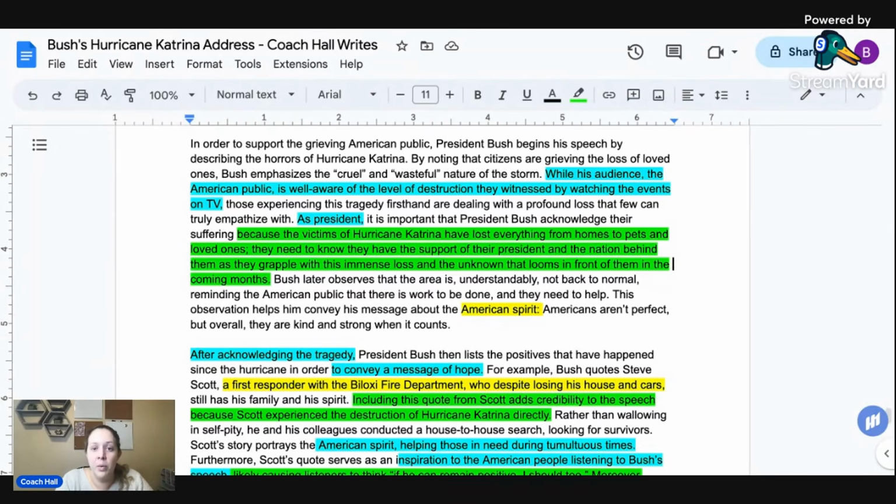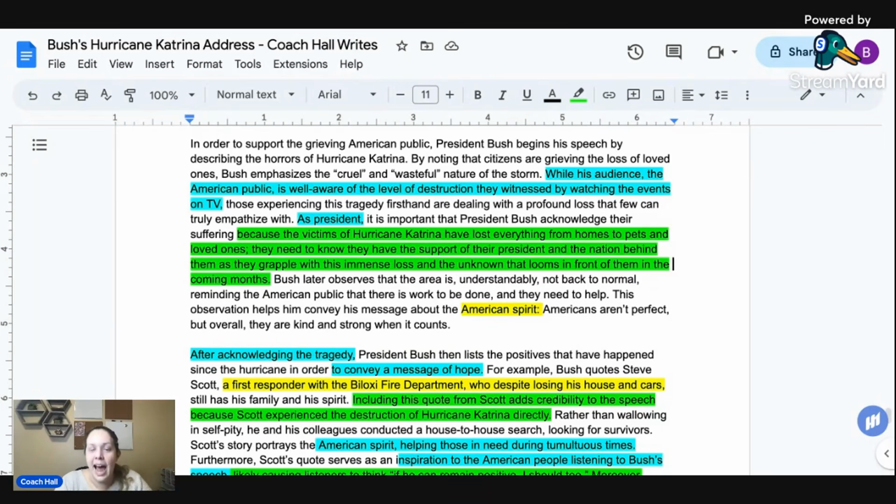"As president, it is important that President Bush acknowledge their suffering." Then we have the word because. If you are struggling with commentary, use the word because. So the first part of this sentence tells us what he did. He had to acknowledge their suffering. But now we need the analysis, the why. "Because the victims of Hurricane Katrina have lost everything," and you could read the sentence there. Use the word because to explain why the person is making those choices, and that's going to improve your commentary.